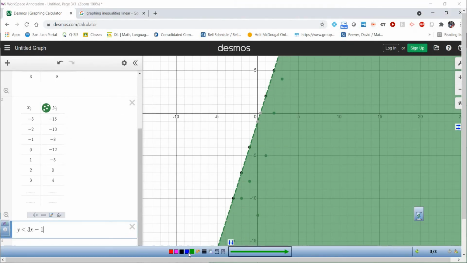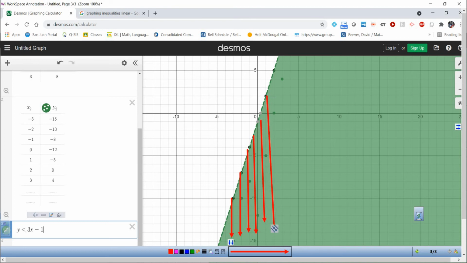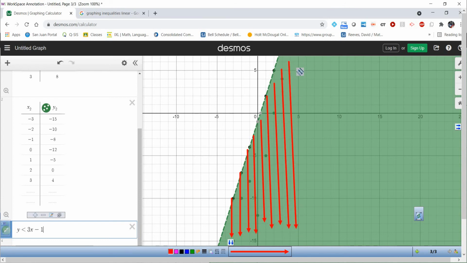You'll notice again that everything in the shaded area goes down from the line. In fact, I don't even need to limit myself to the values on the table. From the line, we're going down. These are the less than values, less than the line. Sorry, these should be vertically straight. They're getting crooked, but you get the idea.